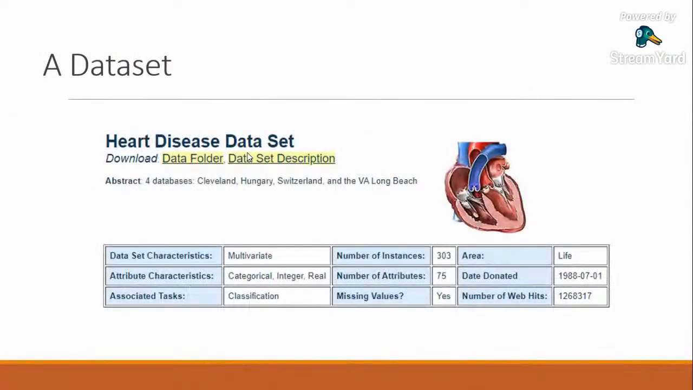If you see this heart disease data set, I think I already told you what the dataset characteristics are. Multivariate means there are many features in this. Number of instances means how many samples there are. So for example, if one sample is collected from one patient, that means there were 303 patients. Number of attributes means number of features. So that's why it's multivariate.